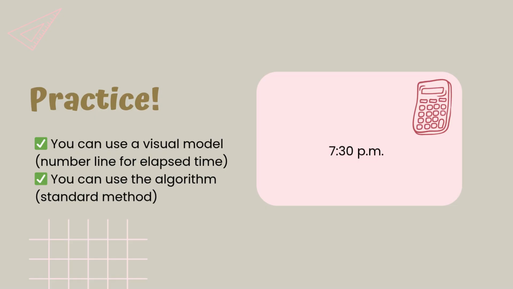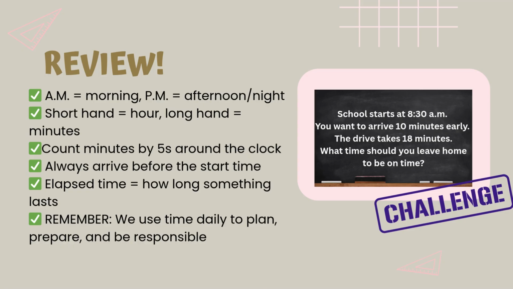You should have gotten 7:30 p.m. Let's review. AM equals morning, PM equals afternoon and night. The shorthand is the hour, the longhand is the minutes. Count minutes by fives around the clock. Always arrive before the start time. Elapsed time is how long something lasts.